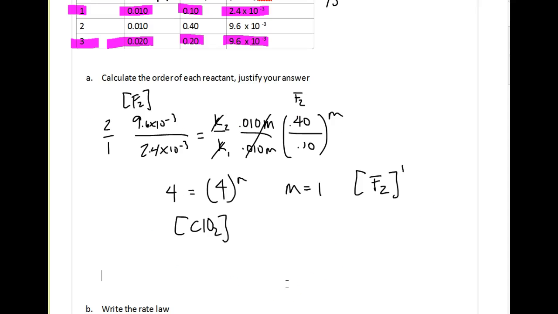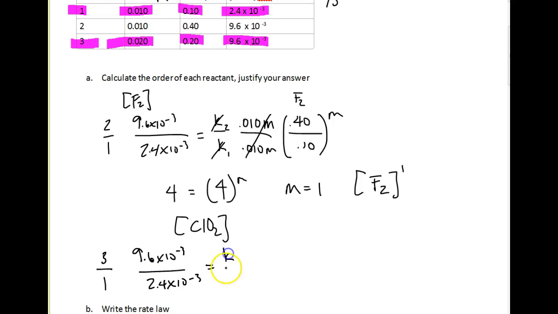So we're going to pick experiment 3 over experiment 1, but we're going to include more information. Again, we're going to do our rate law, and we'll put our rate first. Our rate for experiment 3 over experiment 1 is going to be 9.6 times 10 to the negative third divided by 2.4 times 10 to the negative third for experiment 1, is equal to the rate law constant over the rate law constant, which are going to cancel.